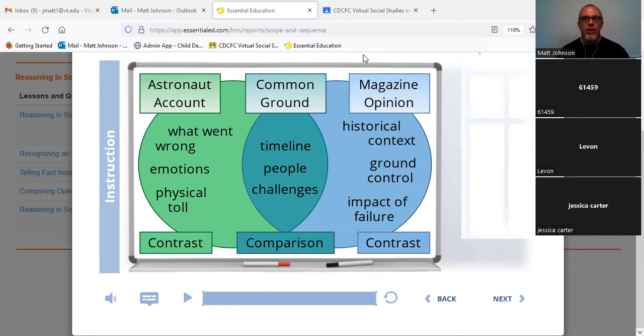But anyway, Venn diagrams are great because they're a nice visual way when you're comparing and contrasting things. And you can have more than two bubbles. You could have three bubbles or whatever that overlap.